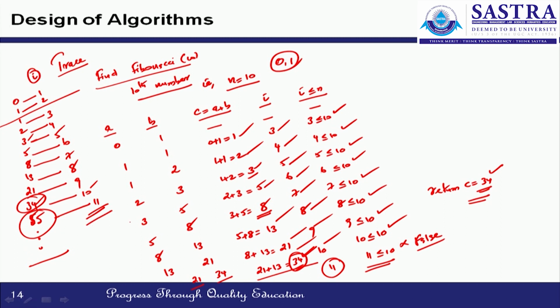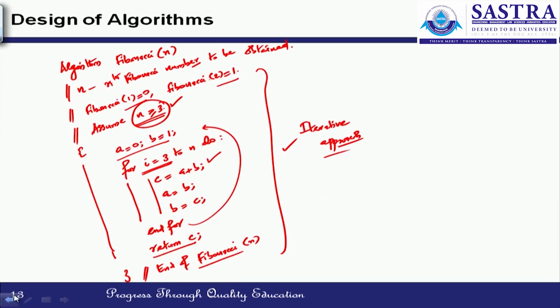So the algorithm here returns the value 34. 34 is nothing but the 10th number in the sequence. So clearly this iterative algorithm finds the nth Fibonacci number in the sequence where n is greater than or equal to 3. The same algorithm can easily be converted to the recursive approach.